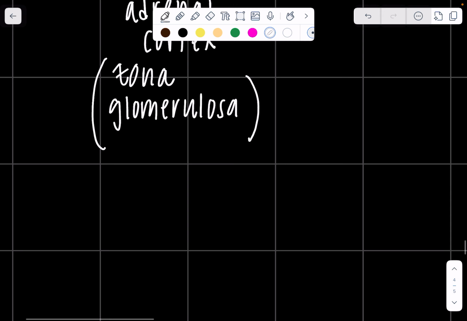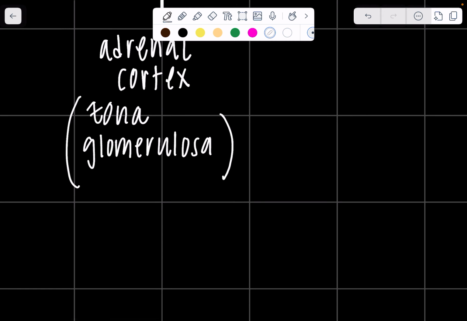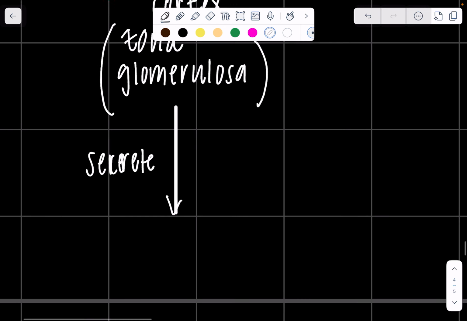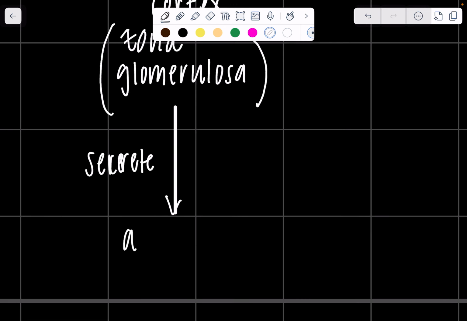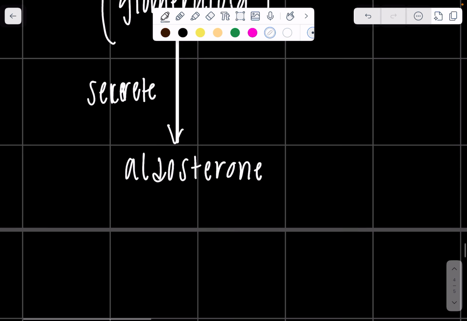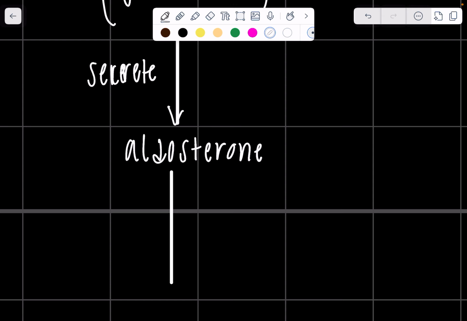The zona glomerulosa will secrete a hormone called aldosterone. And aldosterone will go ahead and stimulate our kidneys.